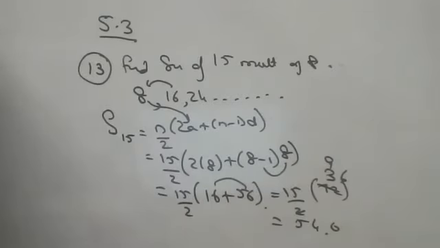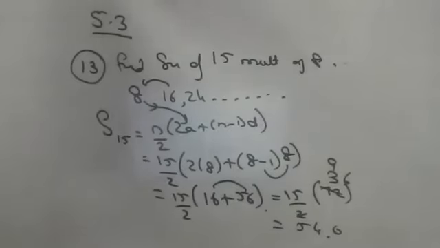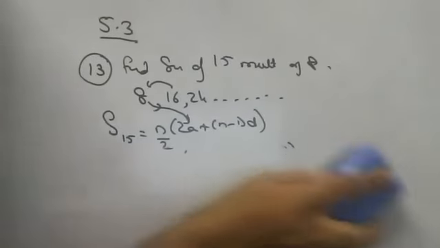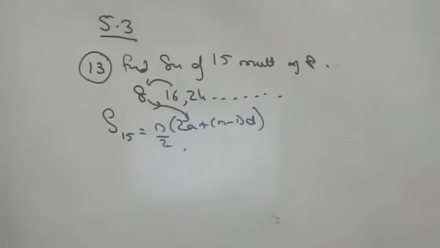Sir, the common difference is 8, sir. But why did you take 8 for n? You should take 15, sir. Yeah, I did a small mistake. Yes, it will be 120, sir.